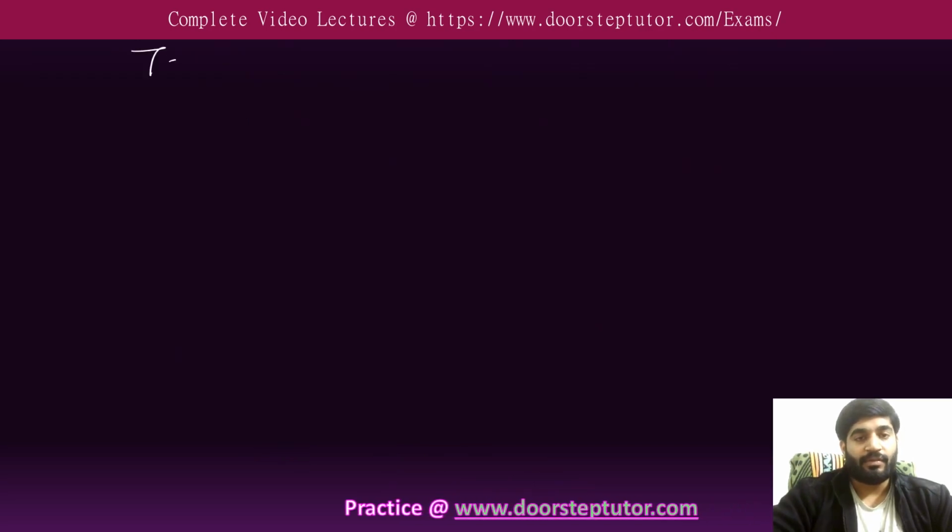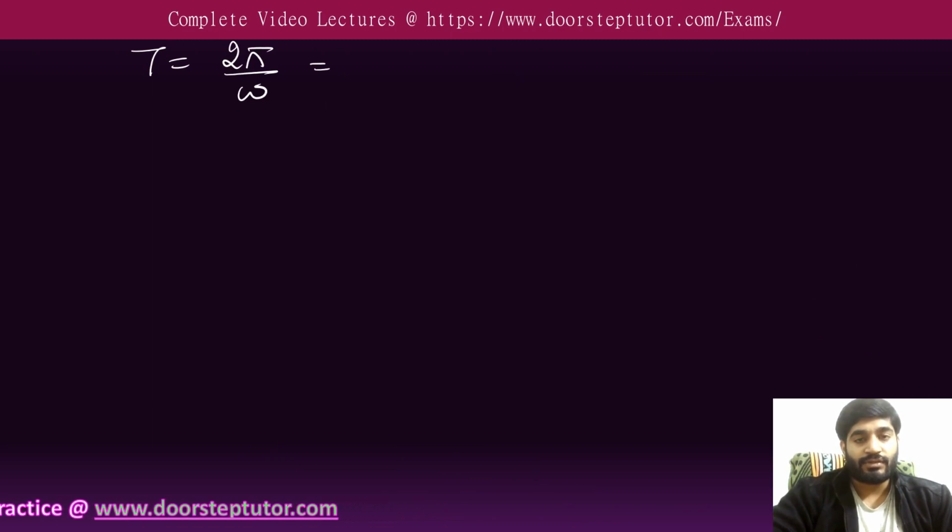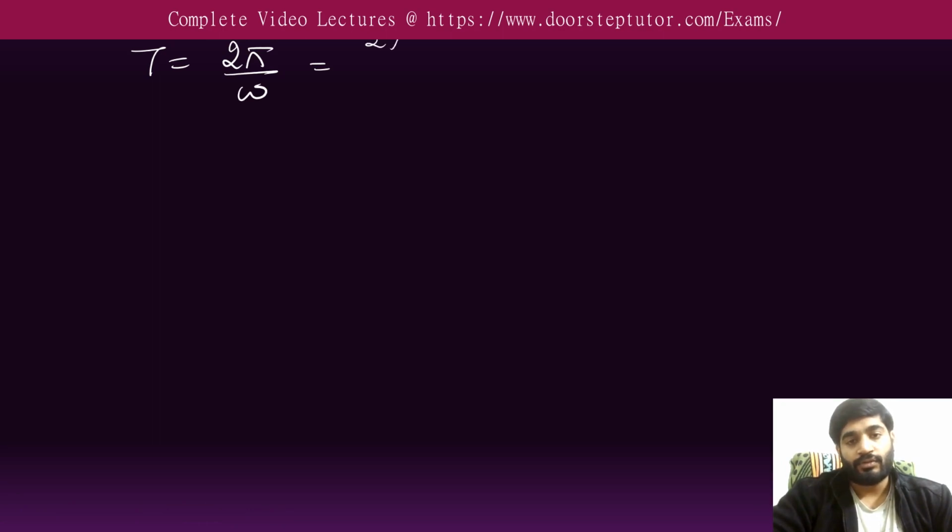So time period will be 2 pi upon omega, which equals 2 pi, whose value is 2 into 3.14, over omega, which is 5. If you solve this, you will get 1.26 second as the time period.